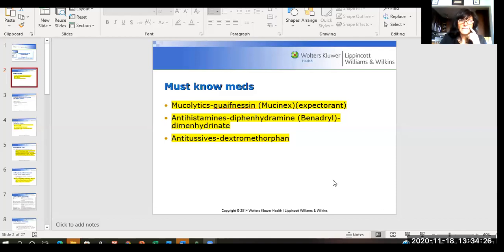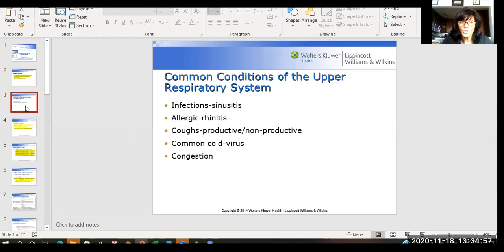And here we go. So this is the PowerPoint for chapter 31 in pharmacology. And the three meds that you need to know are the mucolytics, which is guaifenesin, it's an expectorant, and diphenhydramine, which is Benadryl. I also added dimenhydrinate here just as an FYI, and you'll understand why in a second. And then your antitussive, which is dextromethorphan. So what do these medications do? What are they for? Okay, they treat sinusitis, allergic rhinitis, coughs, colds, viruses, congestion.